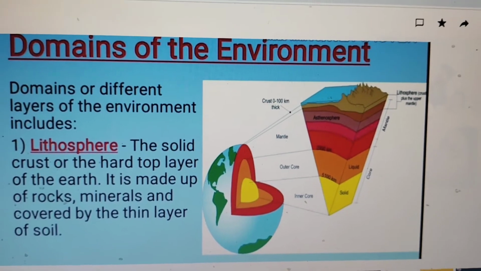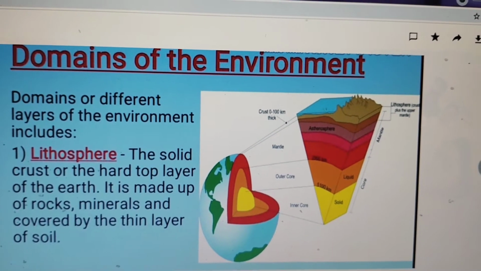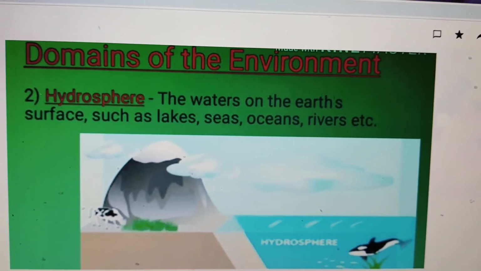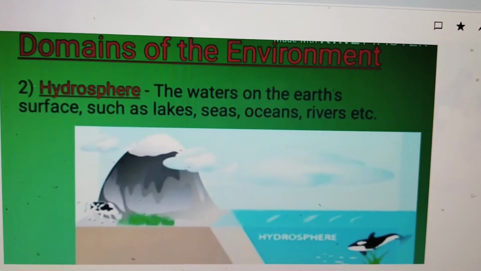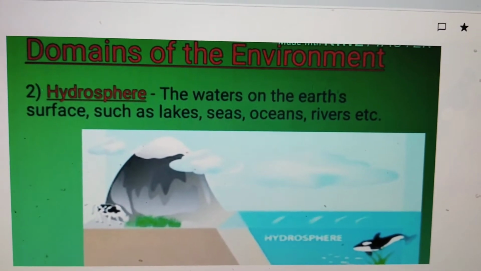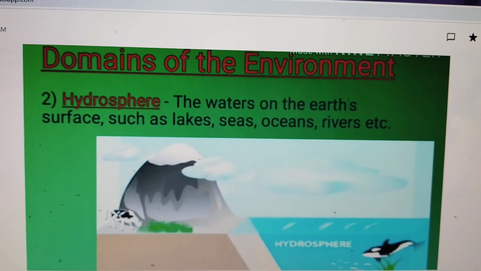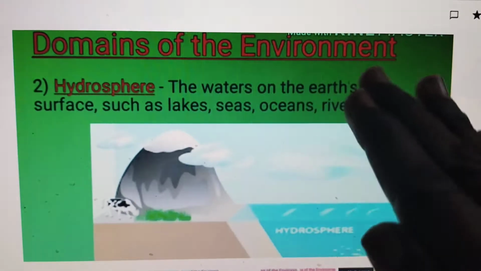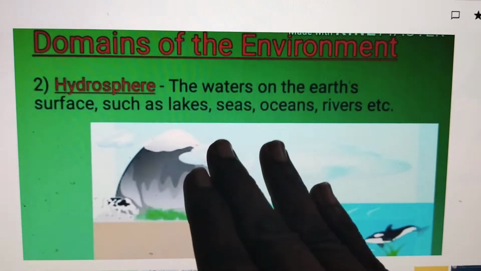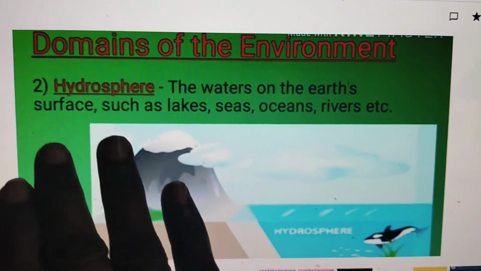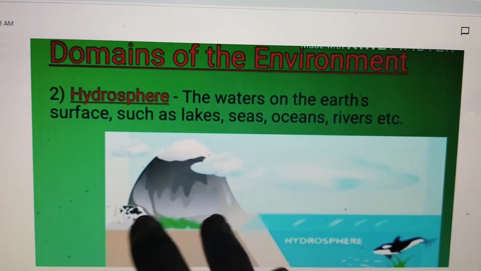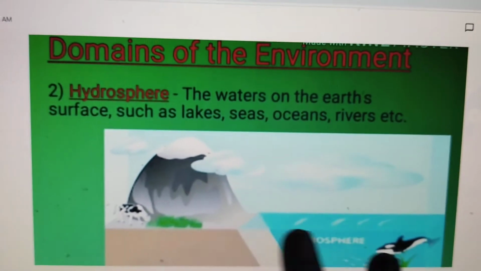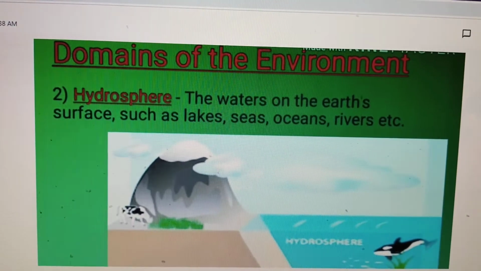And now tell me, why is lithosphere very important? Because it gives us food, shelter, water, and land to survive on this earth. So it is very important for humans as well as for plants and animals. The next thing we are going to learn about is the hydrosphere. Here, it is the waters on the earth's surface, such as lakes, seas, oceans, rivers, etc. We learned hydro means water, right? The whole earth is surrounded by a lot of water. We all know that, right? So this is the second domain of the environment.